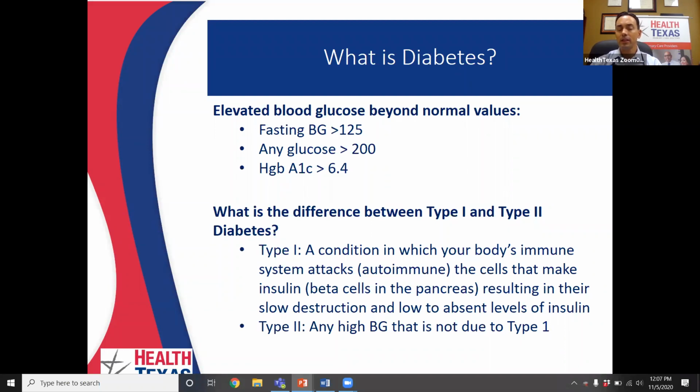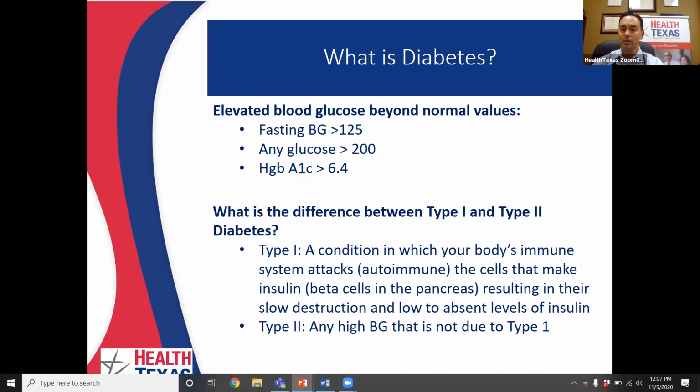And then last but not least, we also have a lab test you may be familiar with called the hemoglobin A1C. This is a lab test that is run by your physician or your provider. A normal value in America is about 5.2. Pre-diabetes is 5.7 to 6.4. And therefore, diabetes would be anything higher than 6.4, so 6.5 and greater.